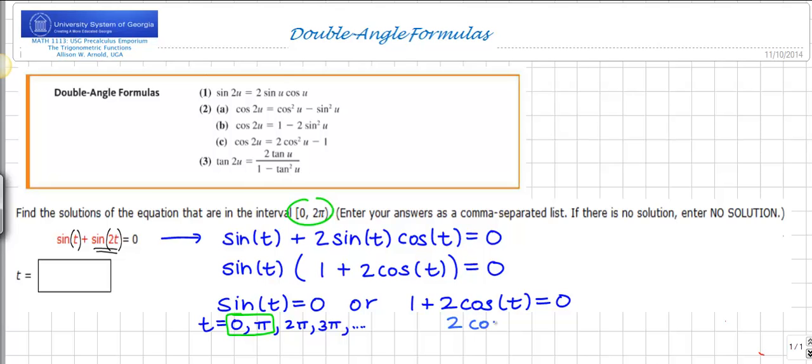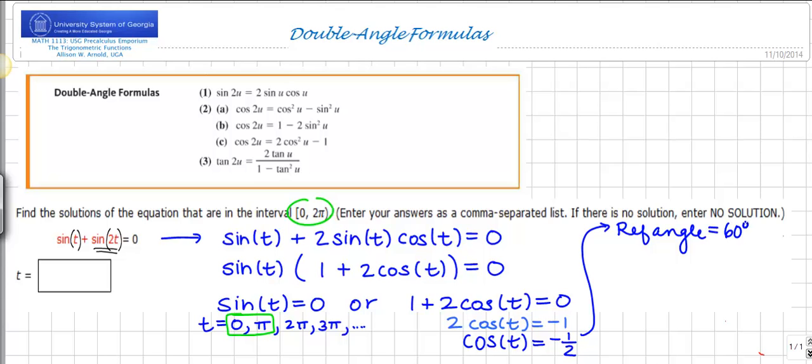Here we end up with 2 cosine of t equals negative 1, or cosine of t equals negative 1/2. And now go back and review the section on solving trig equations. Our reference angle from the special triangles would be 60 degrees, as the cosine value of 60 degrees is 1/2. 60 degrees measures as pi over 3 radians.